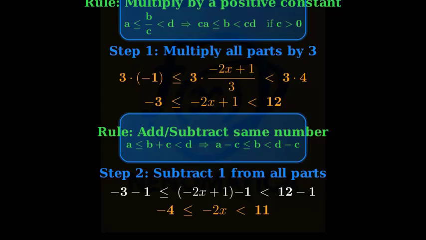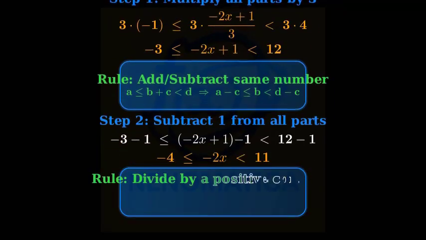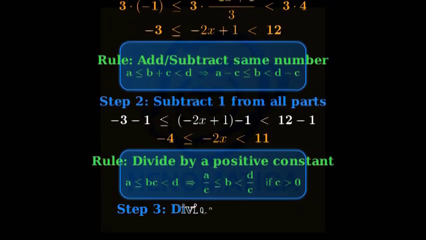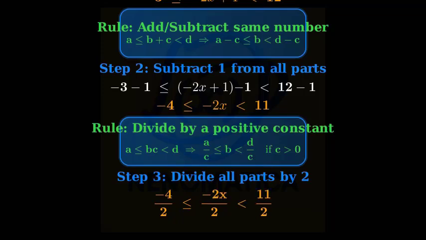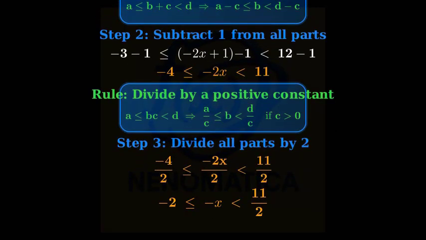Step 3. Divide all parts by 2, which is positive, so the inequality directions do not change. Rule. Dividing by a positive constant keeps the signs. Write -4/2 less than or equal to -2x/2 less than 11/2. This becomes -2 less than or equal to -x less than 11/2.